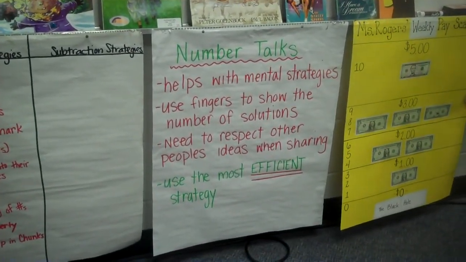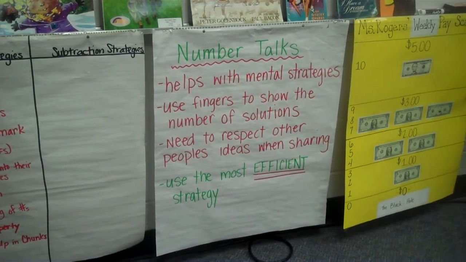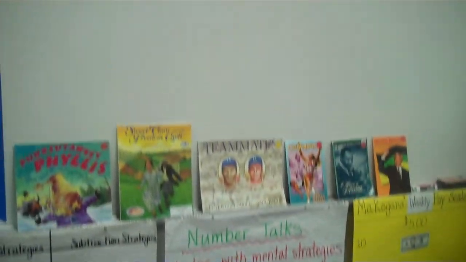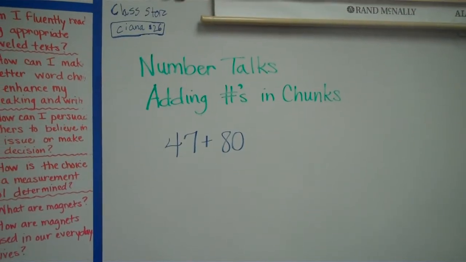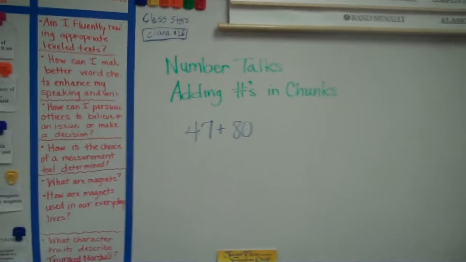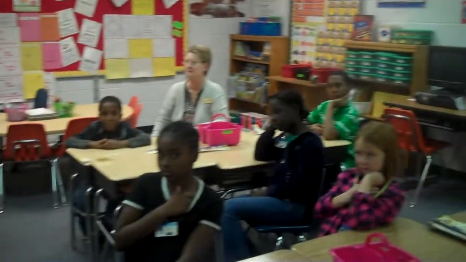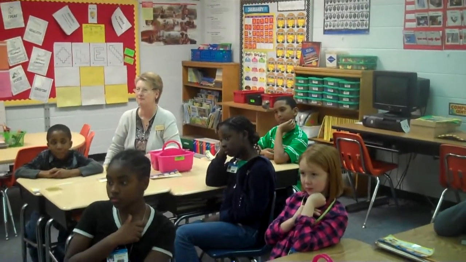Okay? Alright, so look at this problem for a moment. Show me when you have a way to solve it using your proper hand signals. And we're going to get rolling. Alright, Adrian, tell me what you got. So, I decomposed 47 to 40 plus 7.